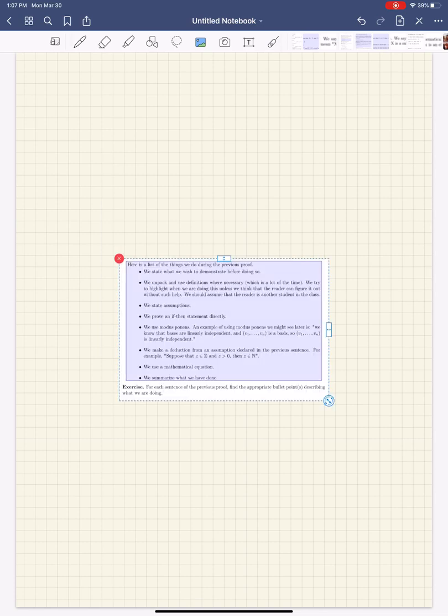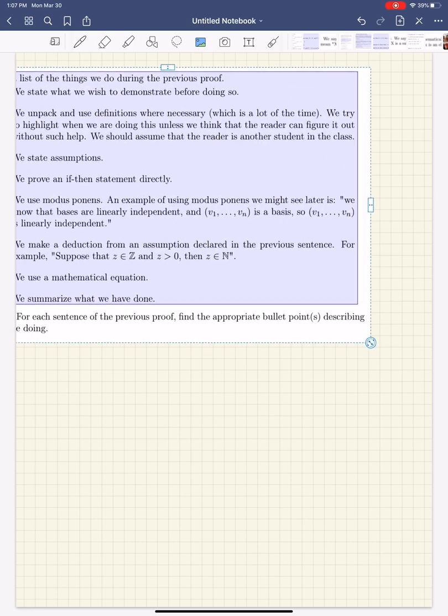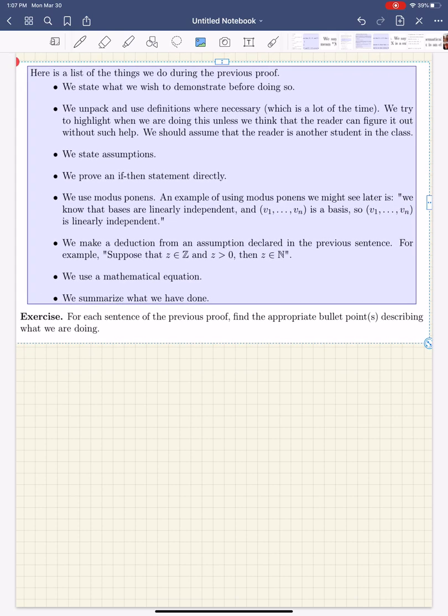Great. And so next, let me just put up this list here, which gives you things that are important during a proof and things you probably have seen in the previous proof. So we always state what we wish to demonstrate before doing so. We unpack and use the definitions where necessary, which happens a lot of the time. And we try to highlight when we're doing so, unless we think the reader can figure it out itself without any help. But you should always assume that you write your proofs for another student in the class. So you really want to put in as much detail as possible.